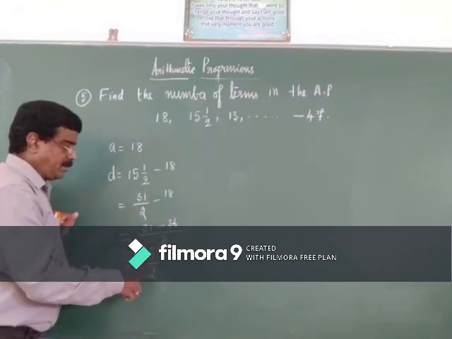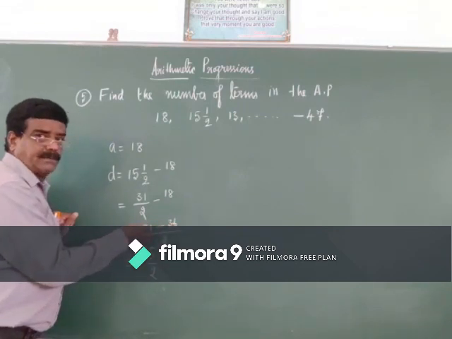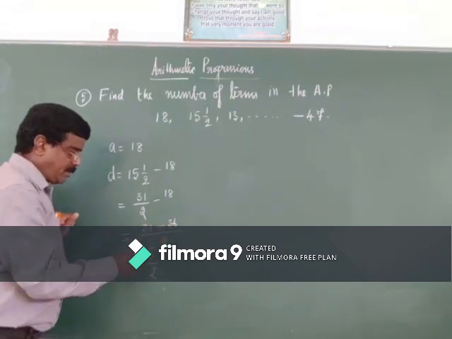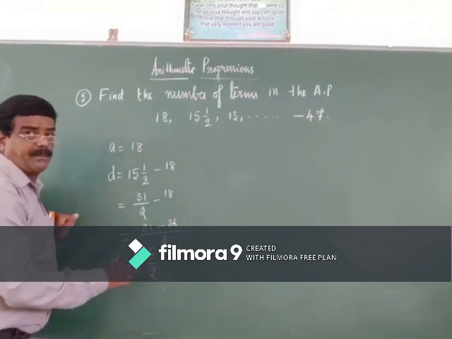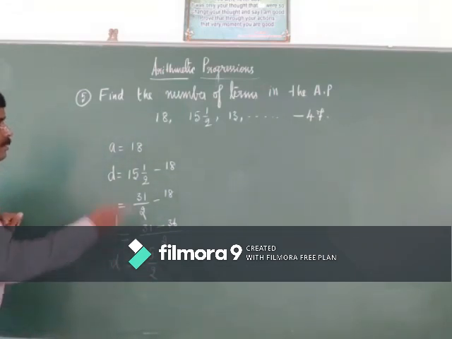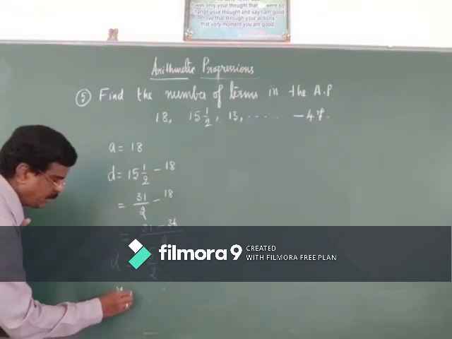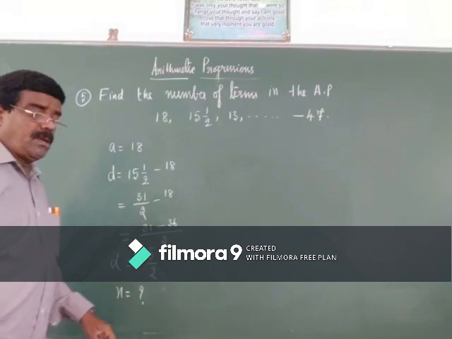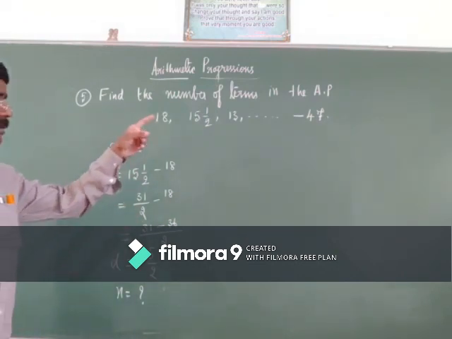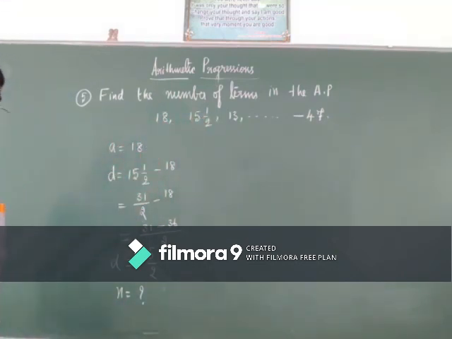But 36 is greater than 31, which contains the negative sign. So our answer is minus 5 by 2. That is, d is equal to minus 5 by 2. Now the question asked was n is equal to question mark. N is question mark in the sense, how many terms are there to reach the number minus 47.